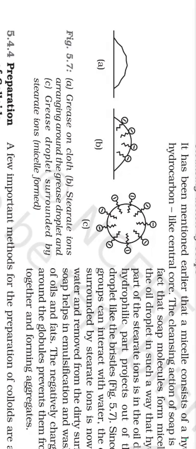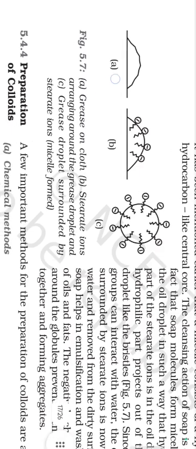Figure 5.7. A. Grease on cloth. B. Stearate ions arranging around a grease droplet, and C. Grease droplets surrounded by stearate ions, micelle formed.